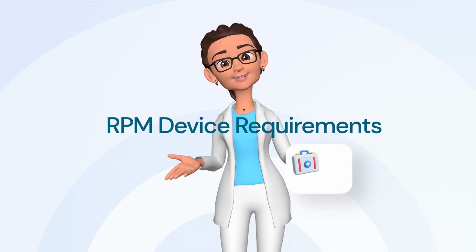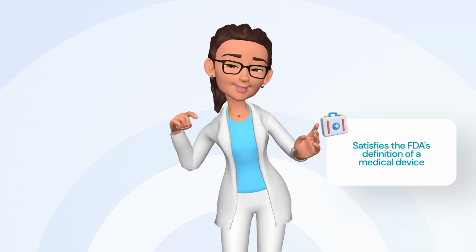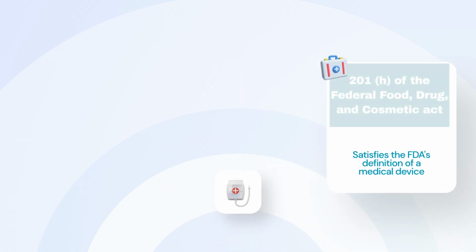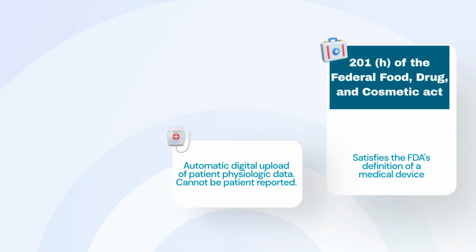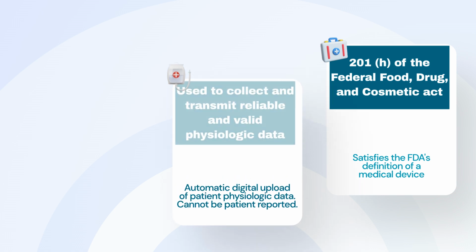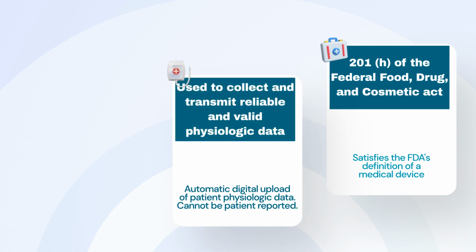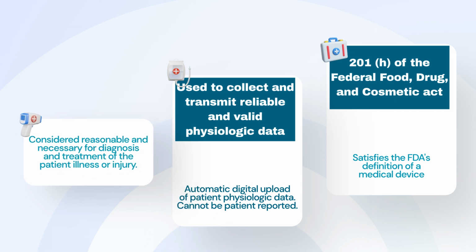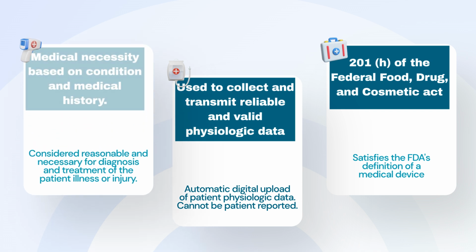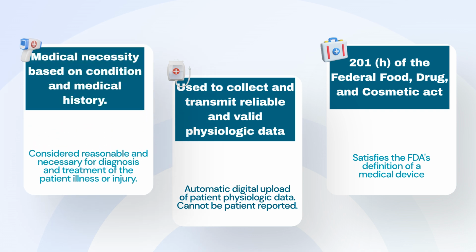First, it must satisfy the Food and Drug Administration's definitions of a medical device. Next, it must be a digital upload of the patient's physiological data, and it cannot be self-reported. This way, the data holds both reliability and validity. The use of RPM must also be considered reasonable and necessary based on the patient's condition and medical history.